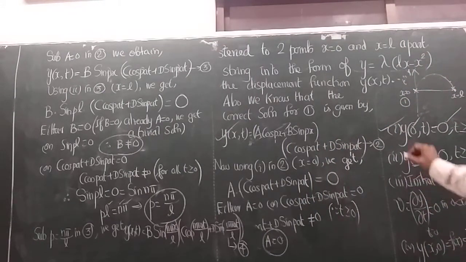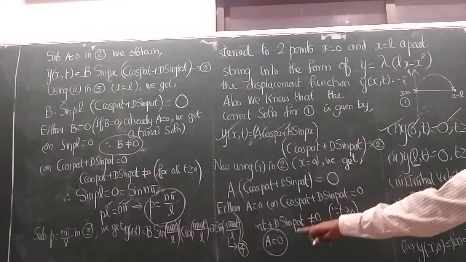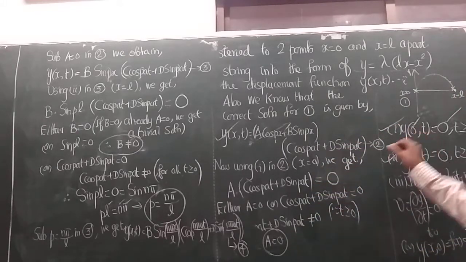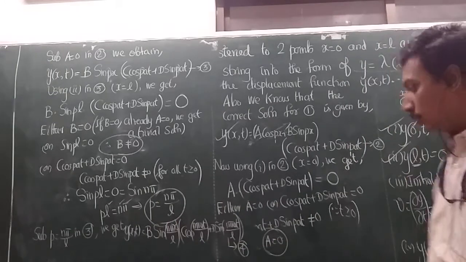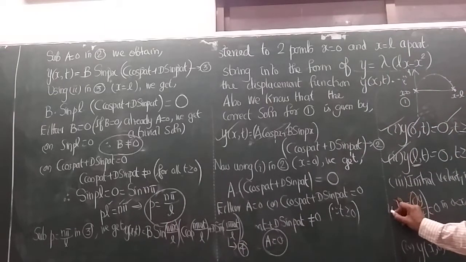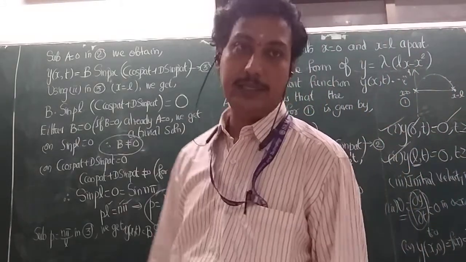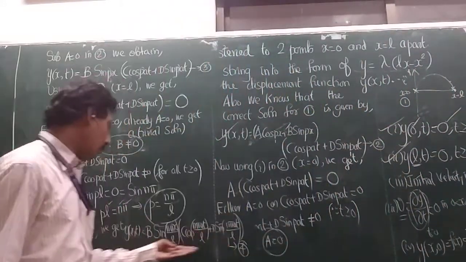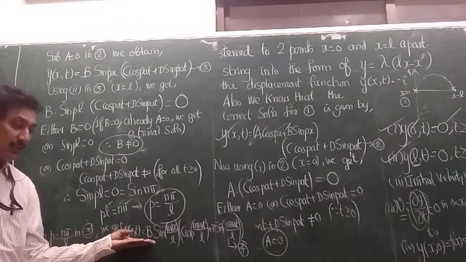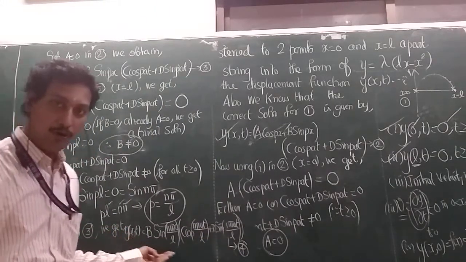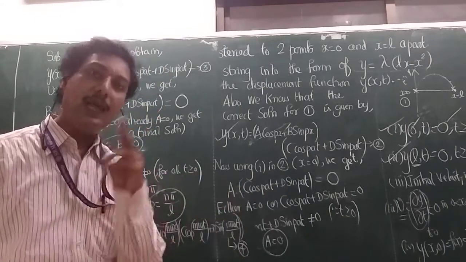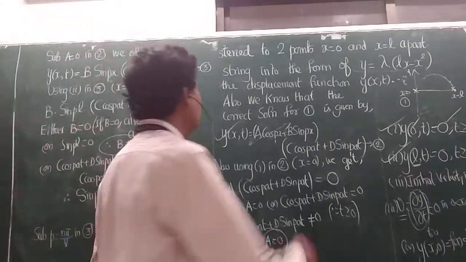Now, I applied the first condition and found that a equal to 0. I applied the second one and found that p equal to n pi by L. Now I need to apply the third boundary condition. What's the third boundary condition? Velocity. What's the velocity? The rate of change of displacement with respect to time t. But here we have only the displacement. So let us differentiate this equation number 4 with respect to t, then apply the third boundary condition.